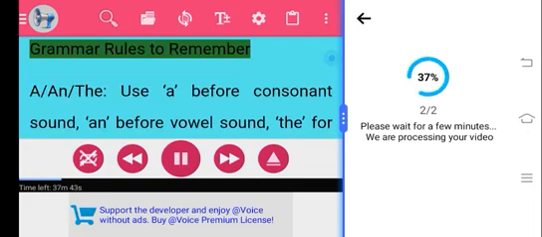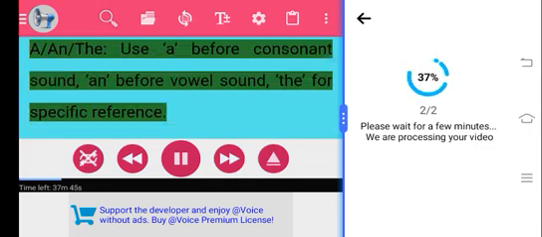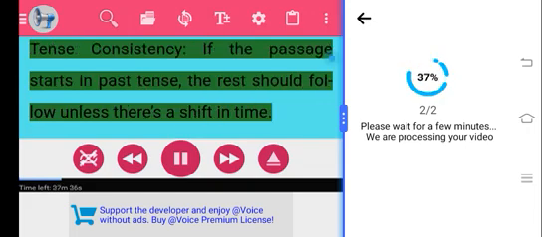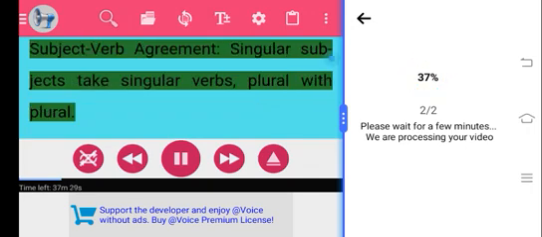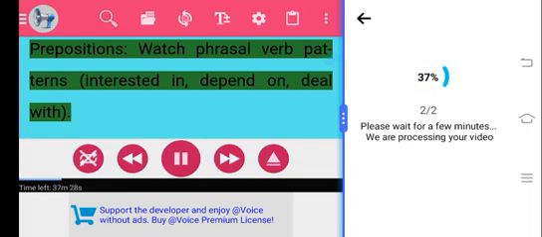Grammar rules to remember. A and an: use a before consonant sound and an before vowel sound. The for specific reference. Tense consistency. If the passage starts in past tense, the rest should follow unless there's a shift in time. Subject verb agreement. Singular subjects take singular verbs, plural with plural. Prepositions. Watch phrasal verb patterns: interested in, depend on, deal with.